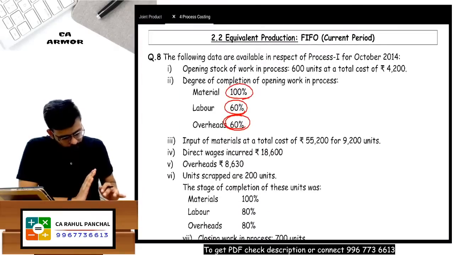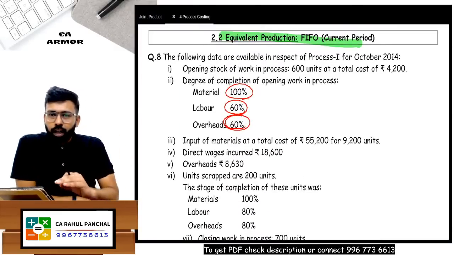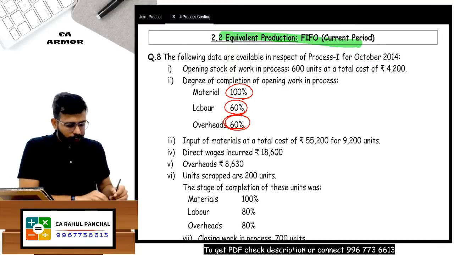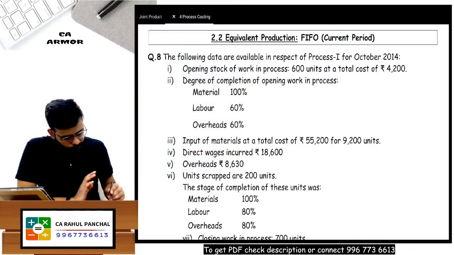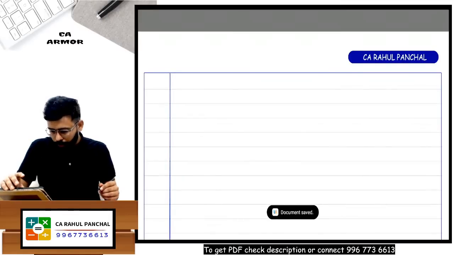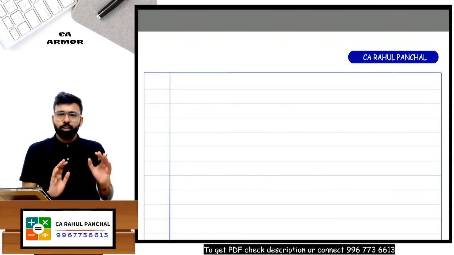Chalo. So let's go with this question, the equivalent output question number 8. If I talk about how you are going to solve that question, let's try to understand. FIFO method chances are there it can come in the examination. So let us try to solve this question number 8, guys.